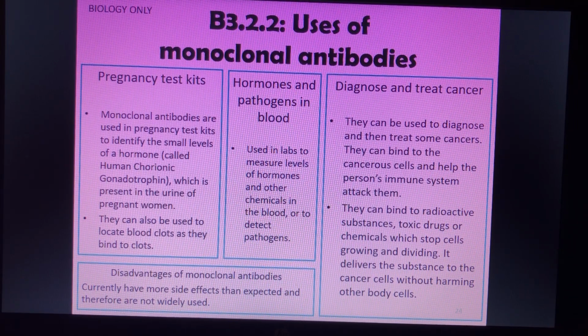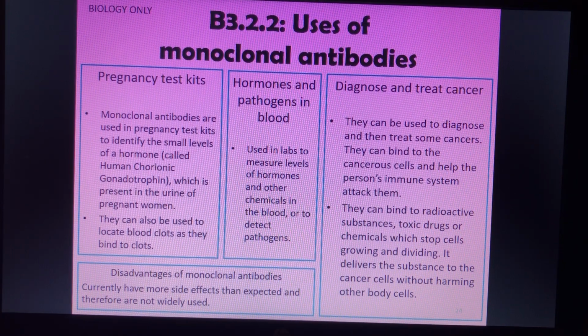Can also be used to locate blood clots. Can be used to detect lots of different chemicals in the blood, in blood testing kits. A lot of disadvantages from monoclonal antibodies at the moment, so side effects, they need to be worked on. It is a new technology thing.